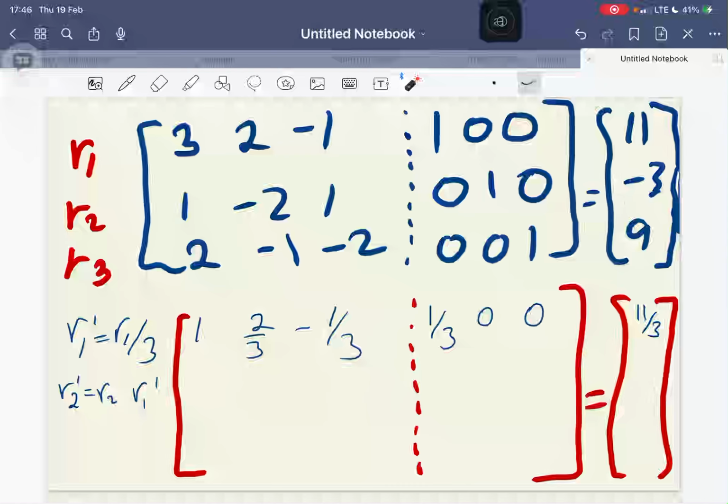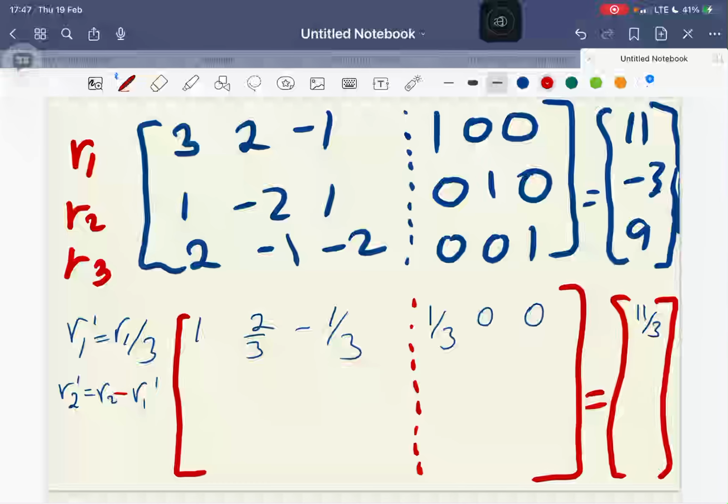So what do we do now? The next thing we do, what do we have here? 1. What do we have here? 1. So if we simply say R2 minus R1, that 1 minus 1 will give us 0. So that's the operation we will now apply throughout.